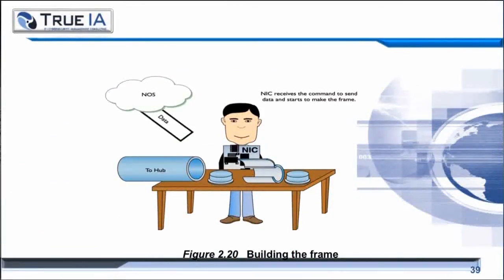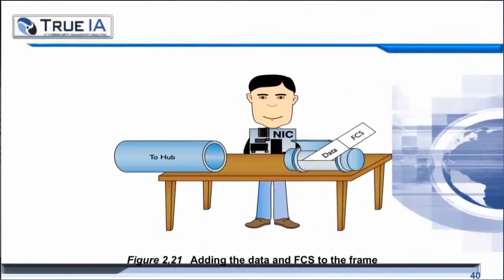So now Nick can begin the process of doing his job. He has his frame, he has his data, he's begun to put it all together. Now he needs to receive that command to send the data, and that is when Nick actually begins building the frame, when you hit send.